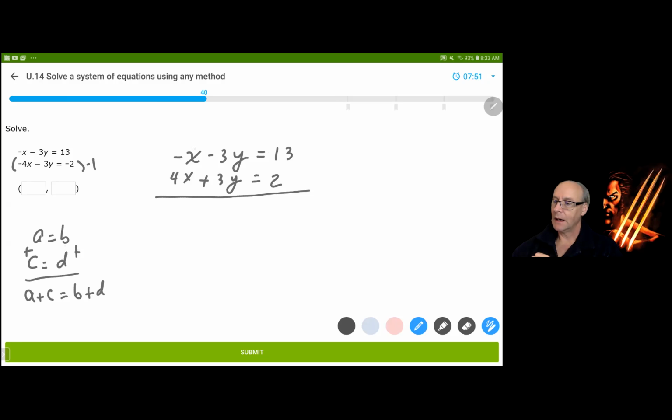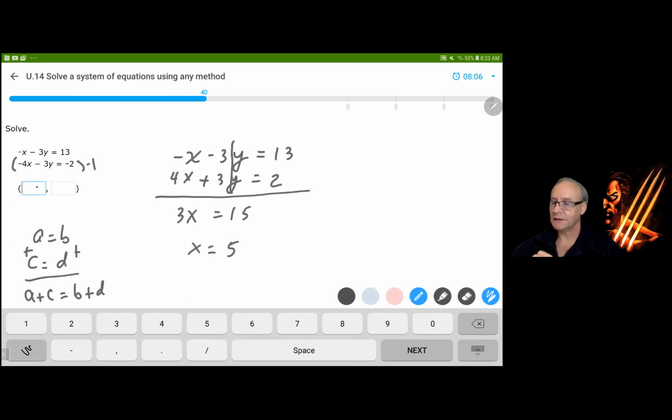Anyway, negative x plus 4x is 3x. Negative 3y plus 3y is 0. And 13 and 2 gives you 15. I'm dividing by 3 on both sides, and I get x equals 5. Now, I'm not quite done yet. I can substitute that 5 into the first equation, into the second equation. I could even substitute it into this equation. I recommend that you put it into one of the originals. So I'm just going to put it in the very first equation.